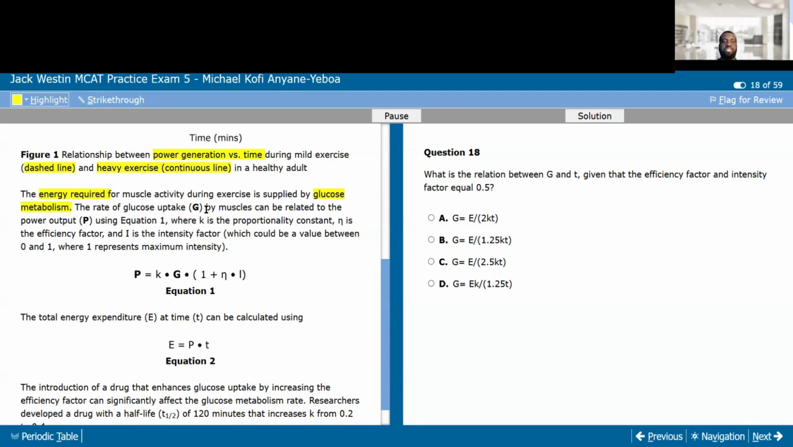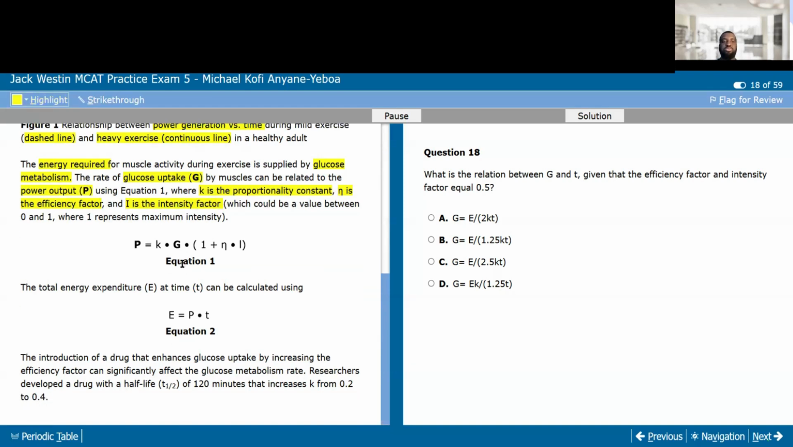The rate of glucose uptake, G, by muscles can be related to the power output using equation one. So I just need to know what G is, and I need to know what P is. P is power output, right? And those are found in equation one, where K is the proportionality constant, right? I need to know these. And this is the efficiency factor. This is the intensity factor. These are very good things to know.